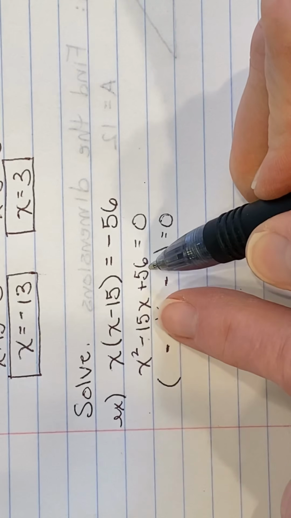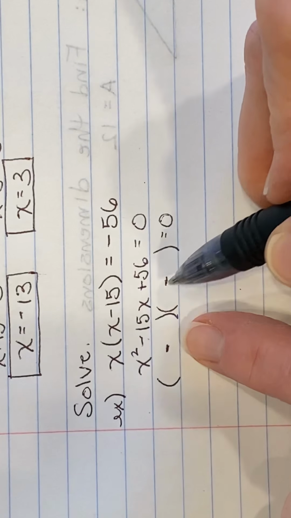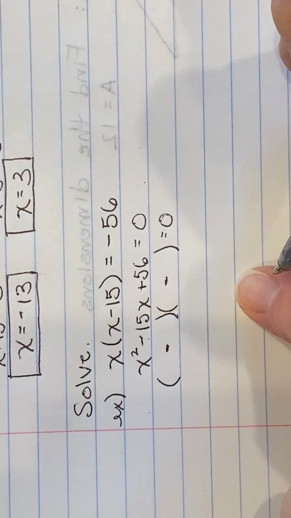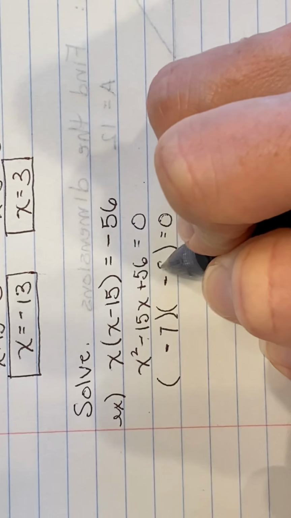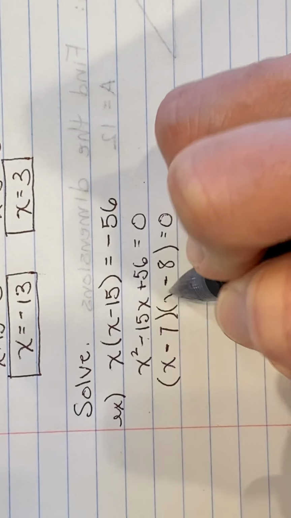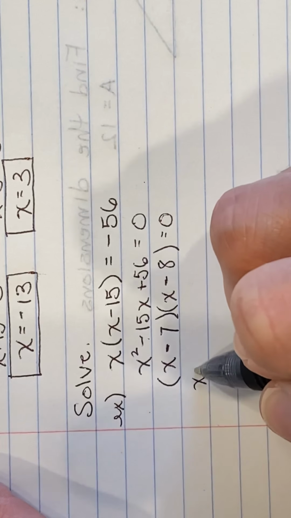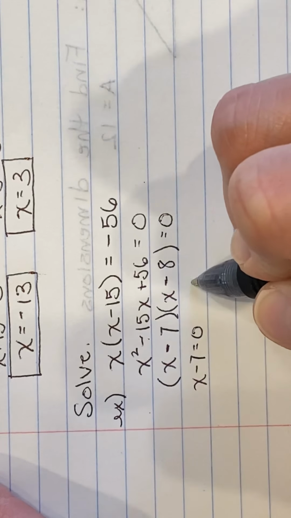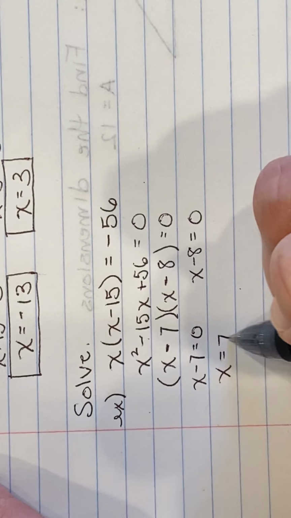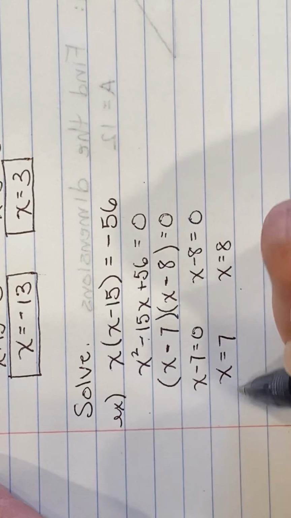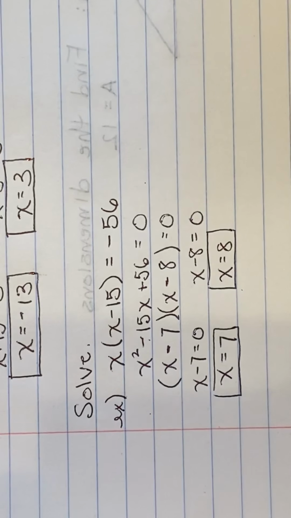Because I want two numbers that multiply to a positive 56, but add up to a negative 15. Pause if you want to think about it, but those two numbers are 7 and 8. So now set each factor equal to 0. Solve those equations. And you are good to go.